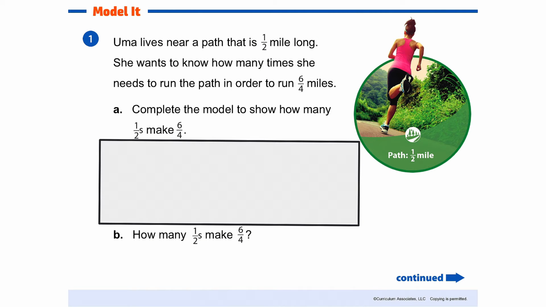All right, we're going to go to number 1 here. It says that Uma lives near a path that is half a mile long. She wants to know how many times she needs to run the path in order to run 6/4 miles. So we're going to complete a bar model to show how many halves make 6/4. They had here a different model, but I didn't think it was very intuitive. So we're just going to go ahead and start off by writing this first value here, 6/4.